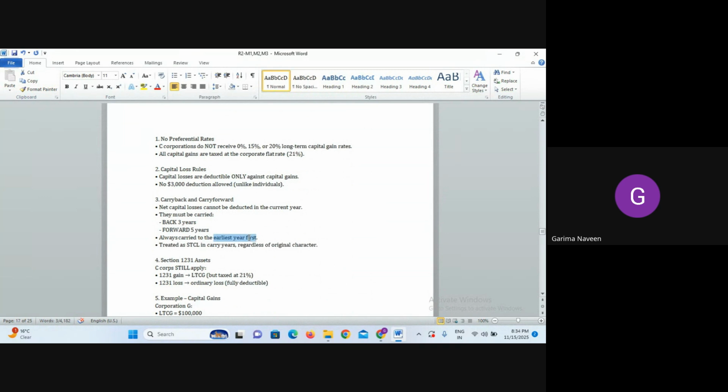Always carry to the earliest year first, and it is treated as short-term loss in carry years regardless of the original character. So if you have some carry forward or carry back losses, then it will always be treated as your short-term. Clear?